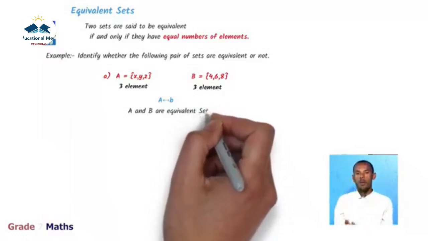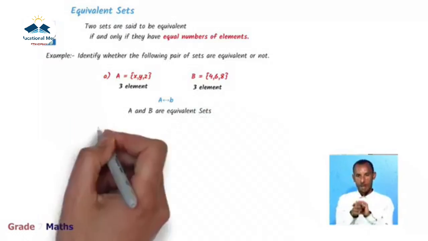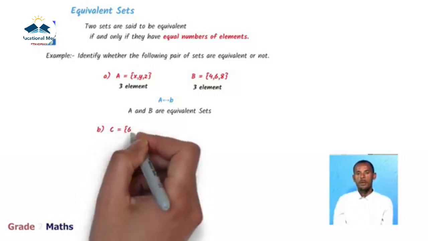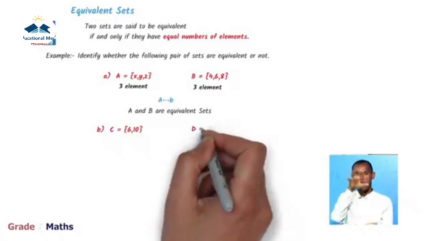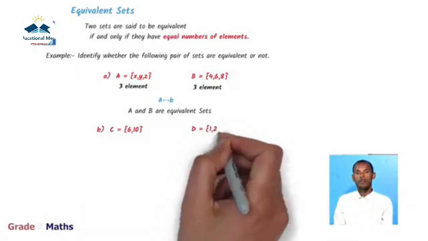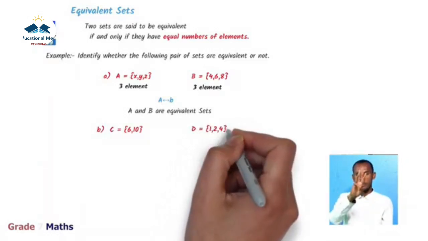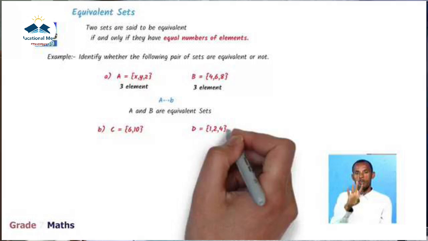Now let's proceed to another example. Assume here set C contains the elements 6, 10, and set D contains the elements 1, 2, and 4. So, are these two sets C and D equivalent? I'll give you 10 seconds for this question to try.